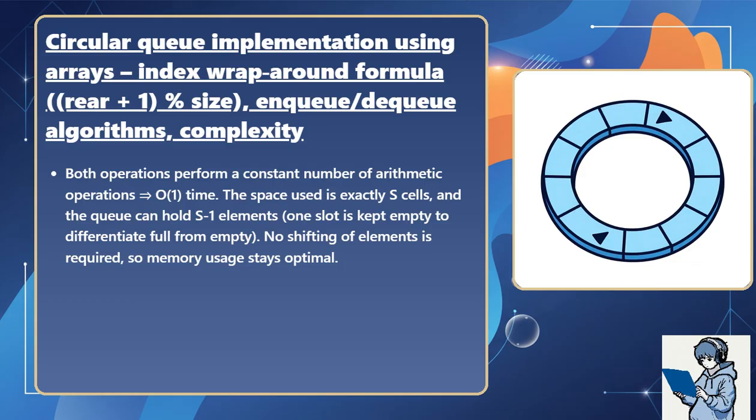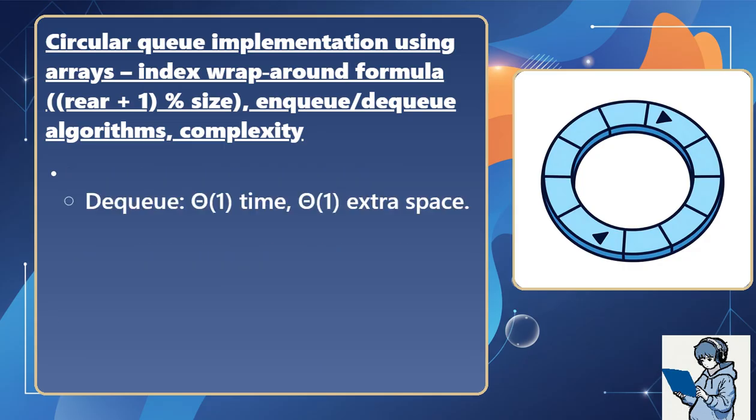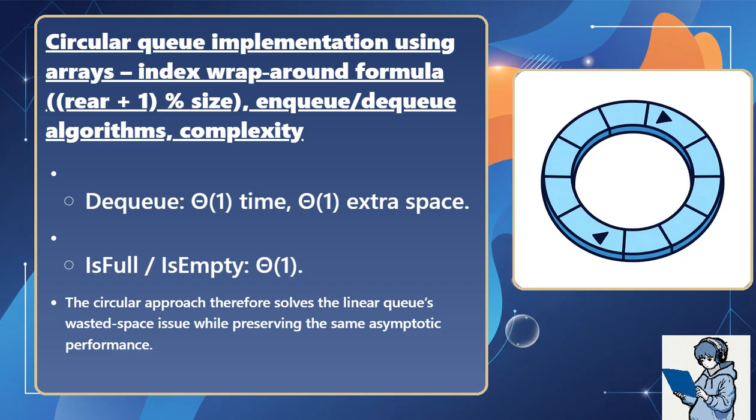No shifting of elements is required, so memory usage stays optimal. Complexity summary. Enqueue: theta of 1 time, theta of 1 extra space. Dequeue: theta of 1 time, theta of 1 extra space. isFull or isEmpty: theta of 1. The circular approach therefore solves the linear queue's wasted space issue, while preserving the same asymptotic performance.